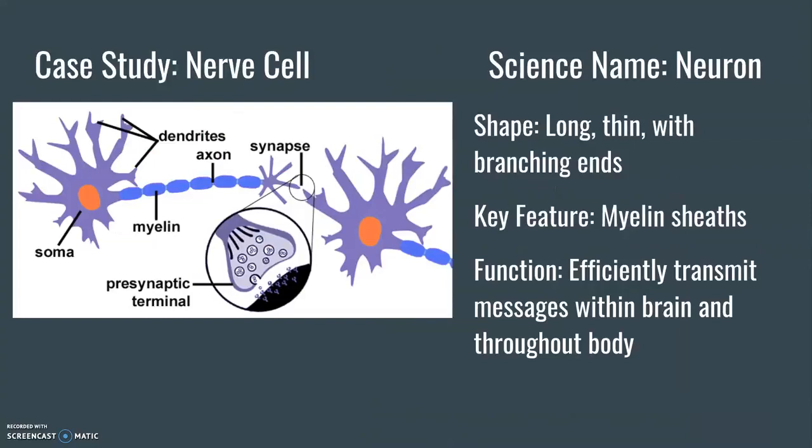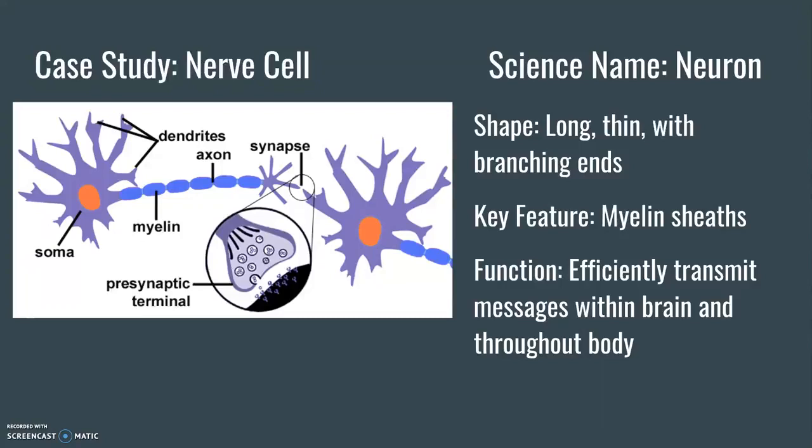Our next case study is our nerve cell, which our science name is our neuron. Shape of the nerve cell is very long and thin and has branching ends. And these nerve cells, if you were assigned to have the brain in our Understanding Stem Cells activity, should be pretty familiar to you. Our key feature of these nerve cells is that they have myelin sheaths right there. And the function of the nerve cells is to efficiently transmit messages within the brain and throughout the body.